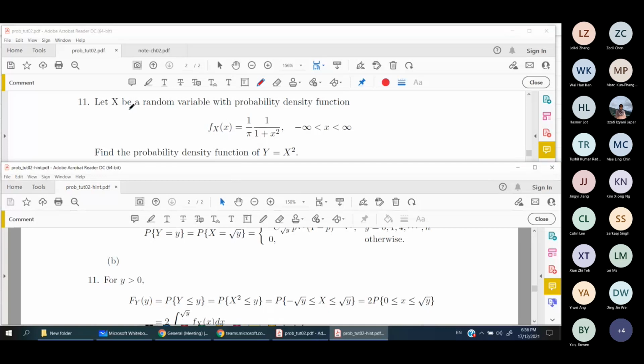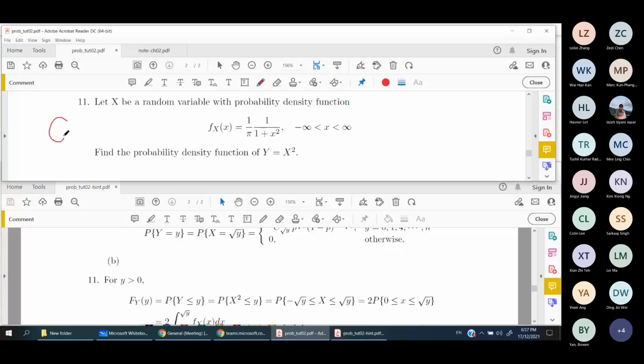We look at this: x is a random variable with this probability density function. If you remember, I think this is the Cauchy distribution, if I'm not mistaken. So this is a density function for the Cauchy distribution. Again, we consider y equals x squared, so x is from negative infinity to positive infinity.